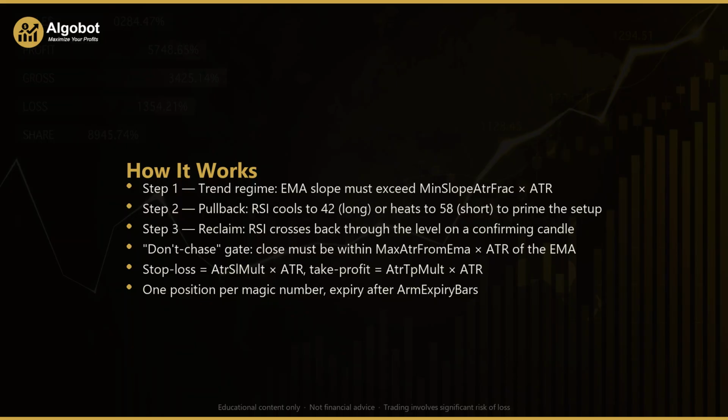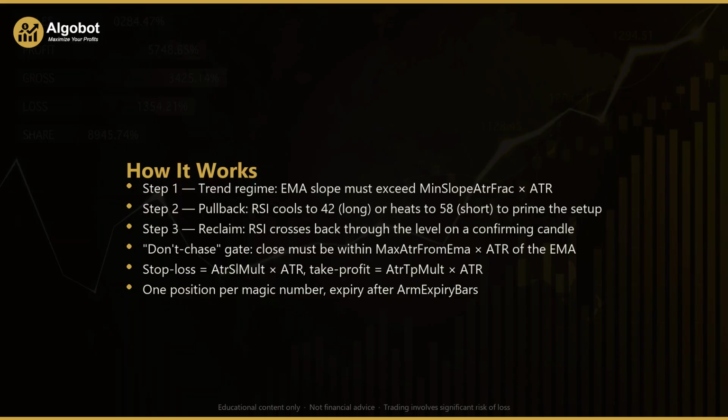The third step is the reclaim, and this is the confirmation. For a long, the strategy acts only when the RSI crosses back up through 42 on a bullish candle, meaning the close is above the open, so momentum is resuming in the trend direction. For a short, it's fully symmetric. The RSI crosses back down through 58 on a bearish candle. There's also an important safety filter often called the don't chase gate. Any reclaim whose close sits more than MaxAtrFromEma multiplied by the ATR away from the moving average is rejected, with a default of 2.5 ATRs. This keeps entries close to the mean, which is the main way the approach tries to control drawdown.